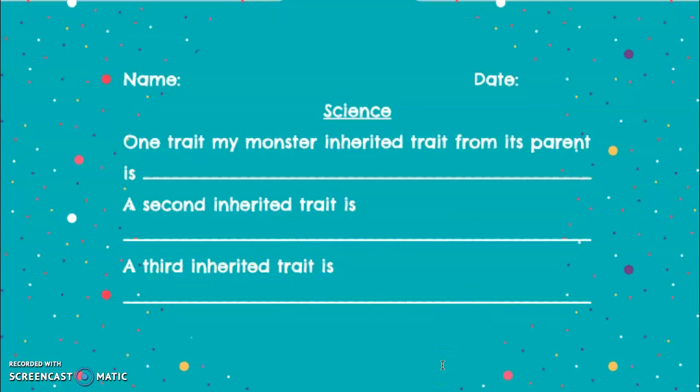Again, these are just traits, just 3 that it got from its parents. Please do not tell me that it learned how to fetch as an inherited trait. That is not one.